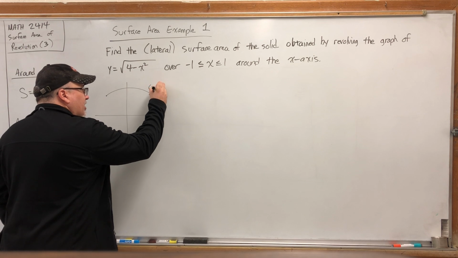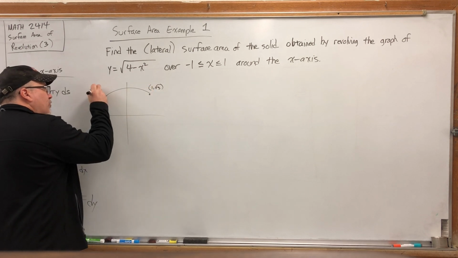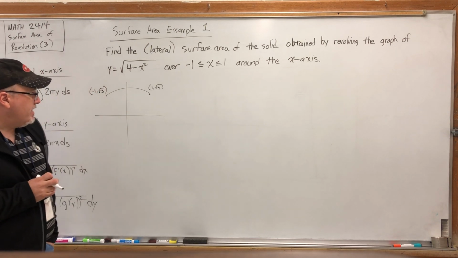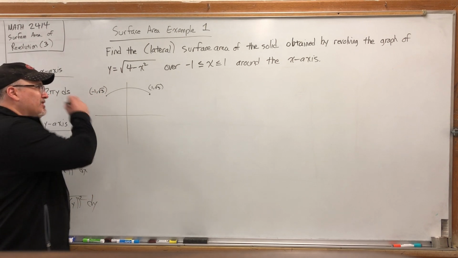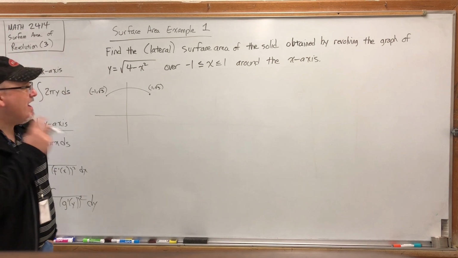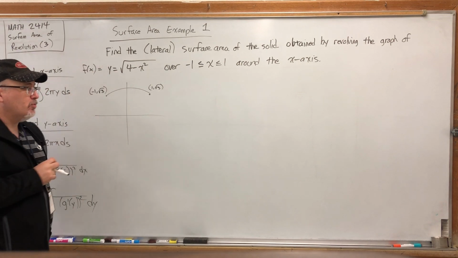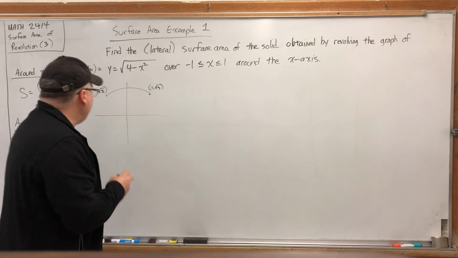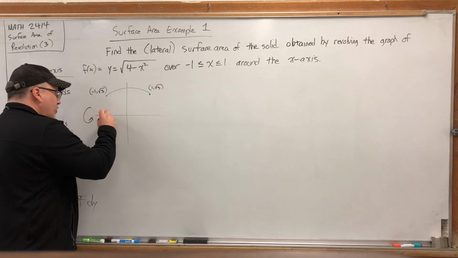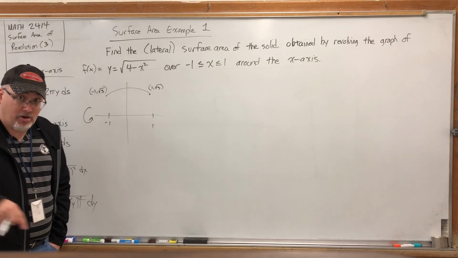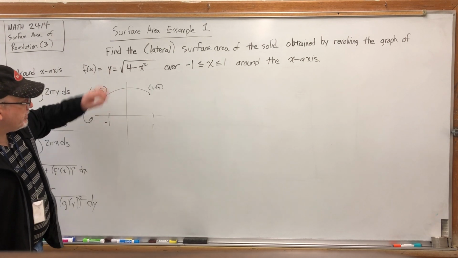This is the point 1 comma the square root of 3, and this is the point -1 comma the square root of 3. And notice that this is not a function of y because it would fail the horizontal line test. I have to view this as a function of x, so let's go ahead and call that f of x equals. All right, now we're going around the x-axis, and we're going from -1 to 1. So it would almost look like a barrel, if you will, if I took this curve and rotated it around.